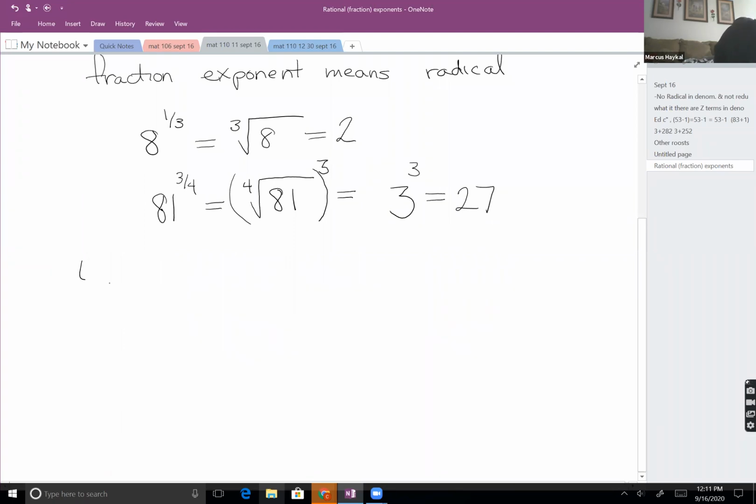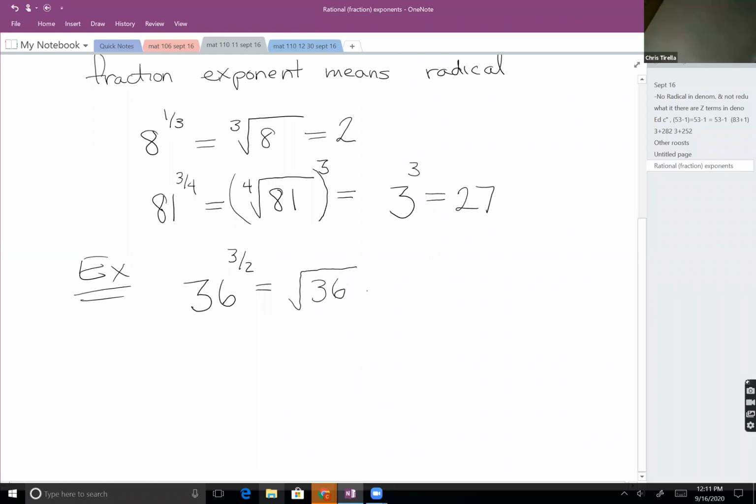So what would I get if I took 36 to the 3/2? It would be the square root of 36, to the 3rd. Wouldn't that be 6? 6 to the 3rd, right, which would be 6 times 6 times 6, or 36 times 6, which is 216.